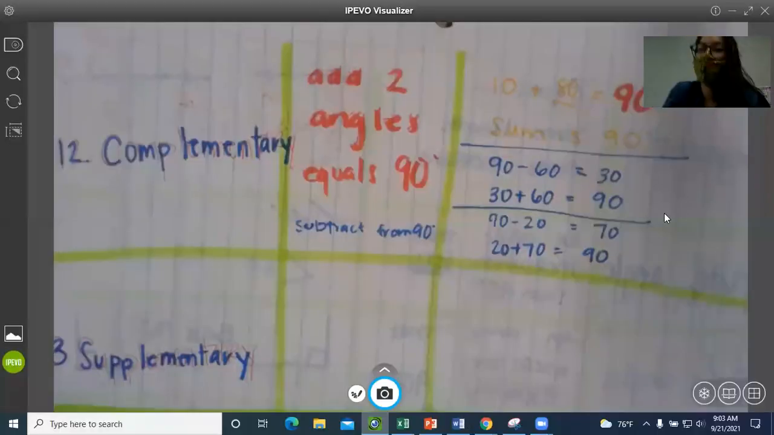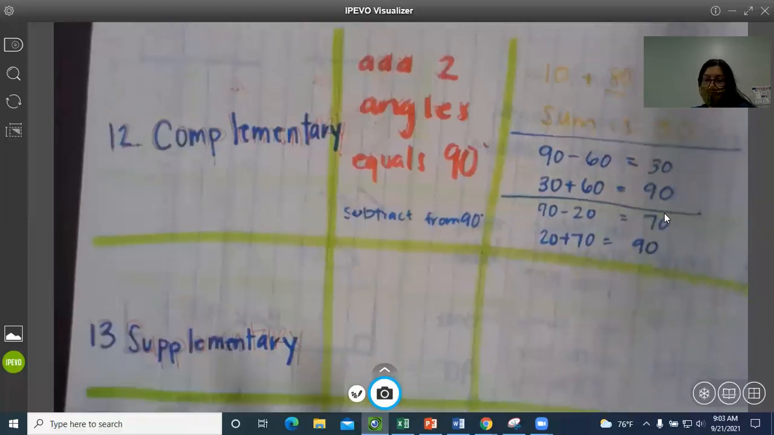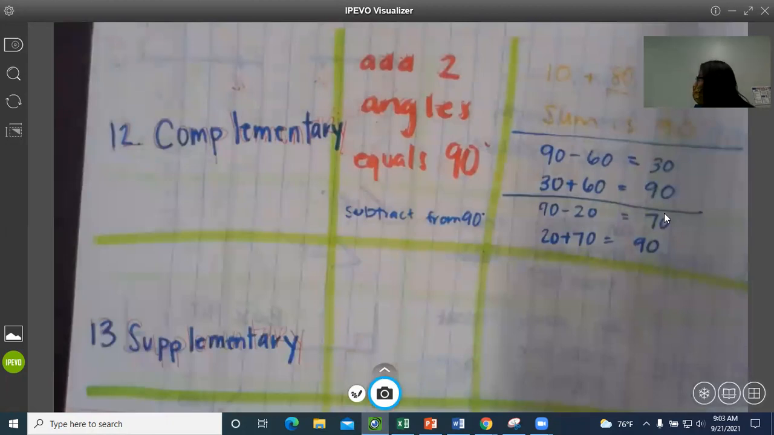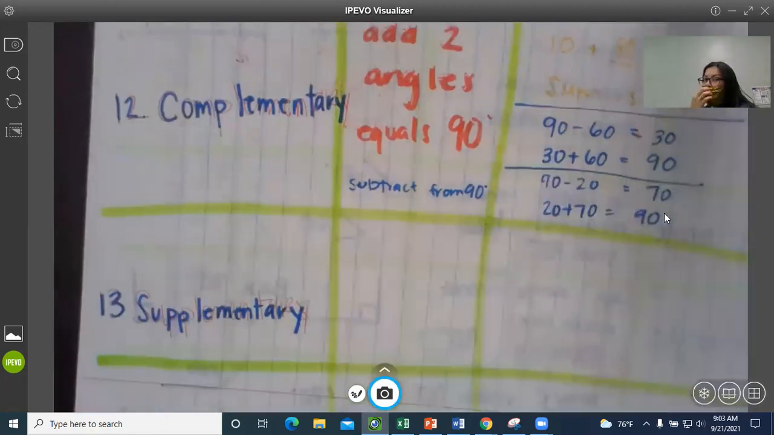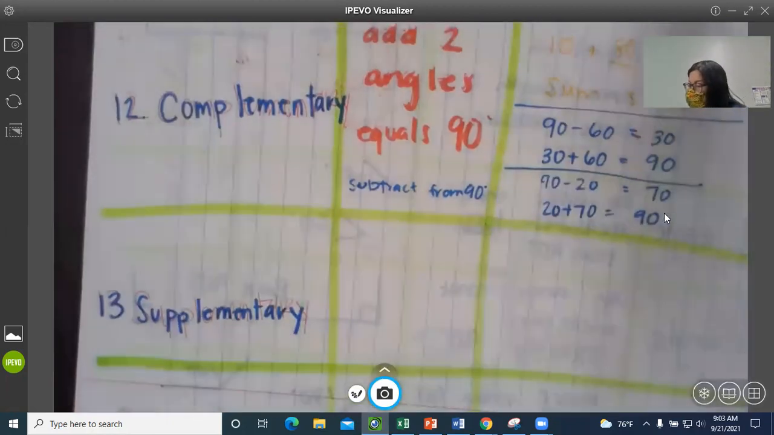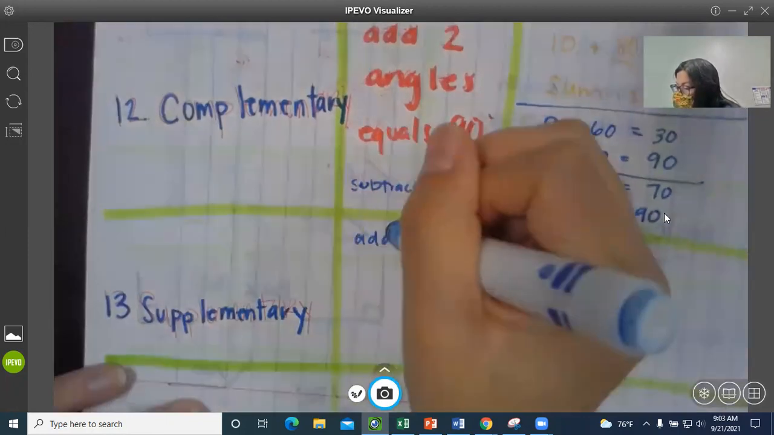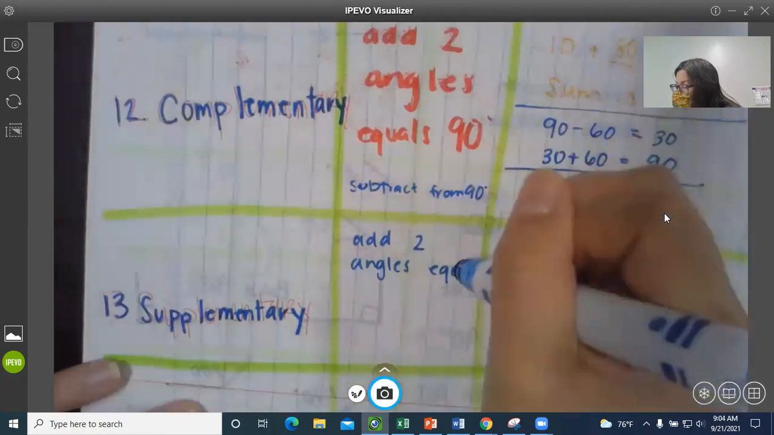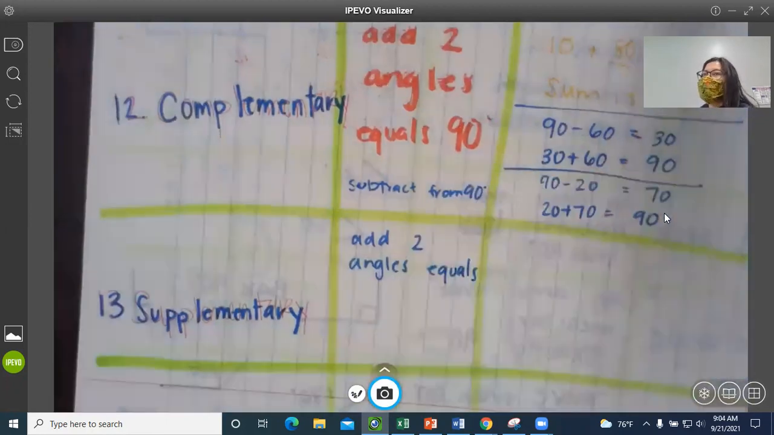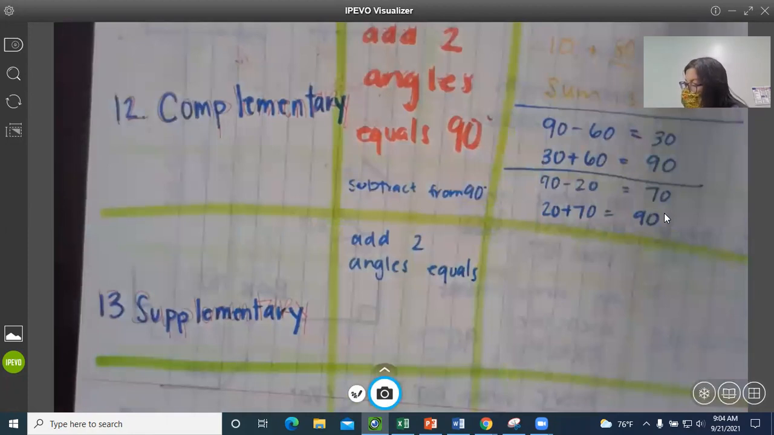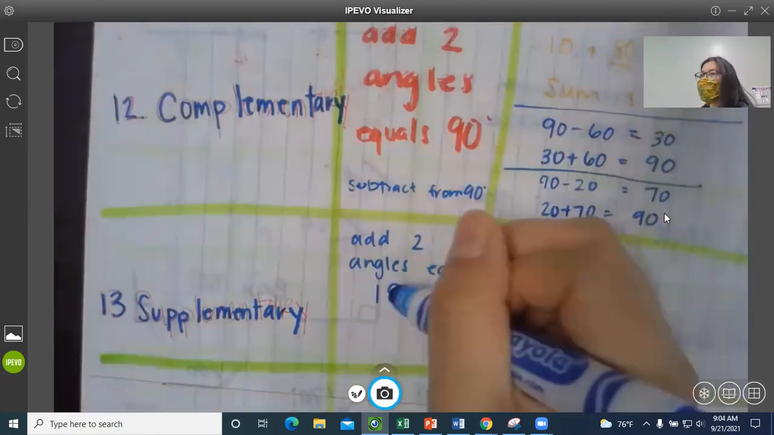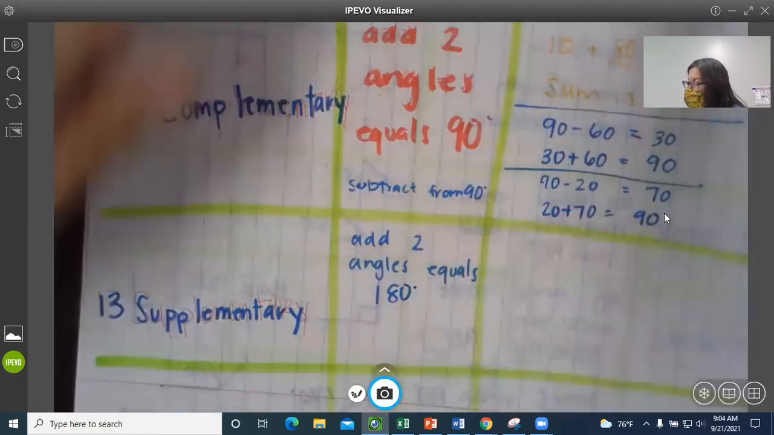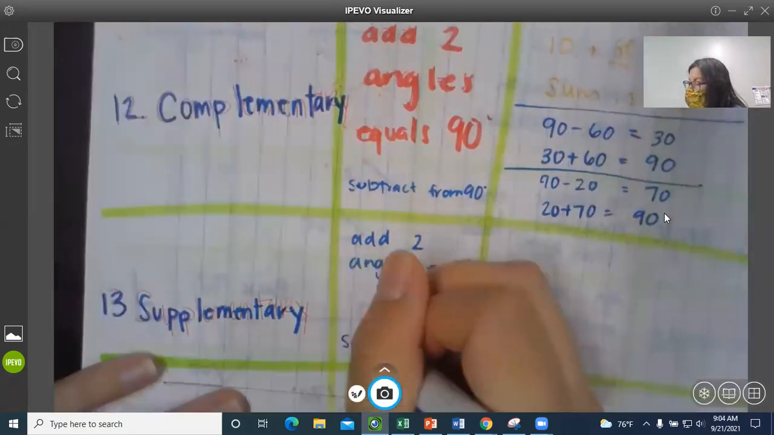All right, supplementary. So supplementary is almost just like complementary, except for supplementary, we are going to add the 2 angles just like complementary. Add the 2 angles equals, how much do you think supplementary is going to equal? Does anyone know? Yeah, 180. Those are the 2 numbers we've been using a lot when we talk about angles, 90 and 180. The other way you could think about this is you subtract from 180.